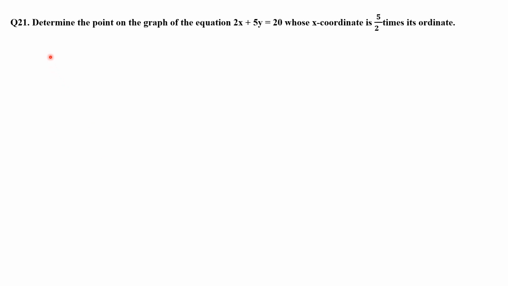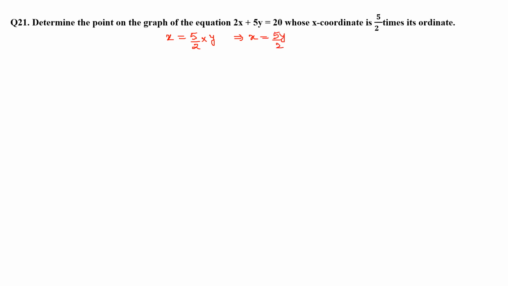Question number 21. Determine the point on the graph of the equation 2x plus 5y equal to 20 whose x coordinate is 5 by 2 times its ordinate. Now ordinate means y coordinate. So here there is a relation given between x and y coordinate. So what is given? x is equal to 5 by 2 into y, isn't it? Which will further give me x equal to 5y by 2.